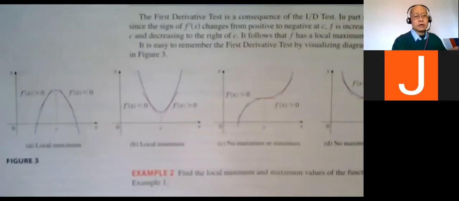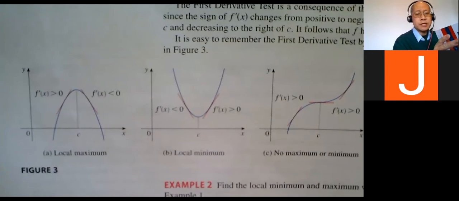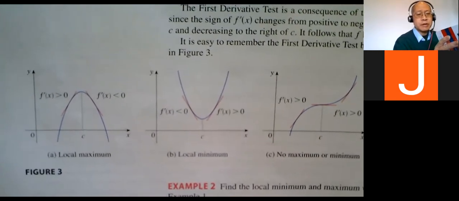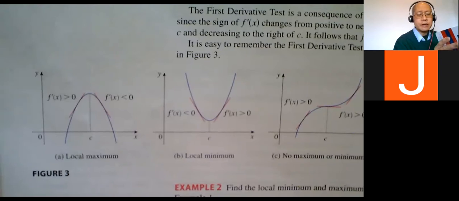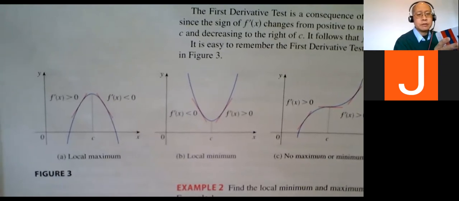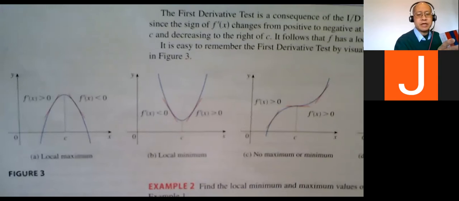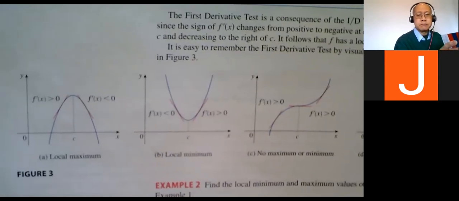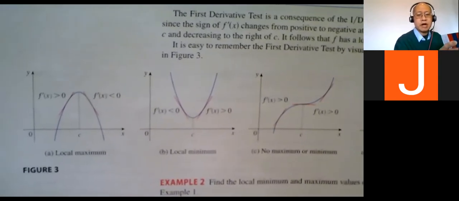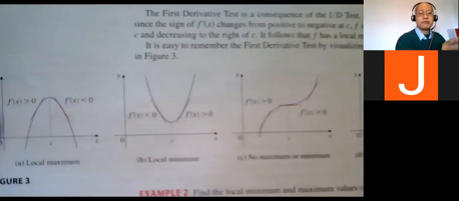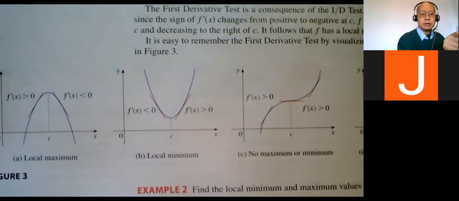How can I tell if I have a local maximum? Well, take a look. If I move a little bit to the left, derivative is positive, increasing. If I move a little bit to the right, derivative is negative, decreasing. How about B, minimum? If I move a little bit to the left, function is decreasing, f prime is less than 0. If I move a little bit to the right, f prime is greater than 0, increasing.